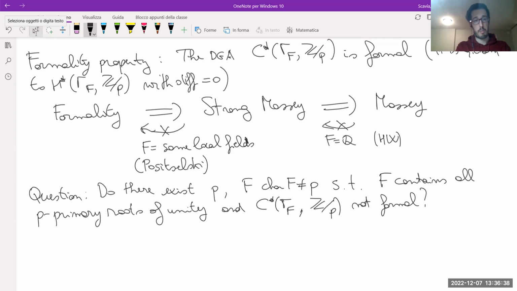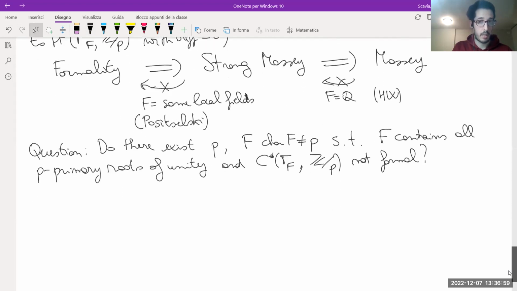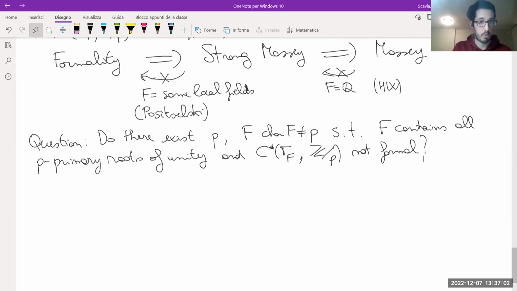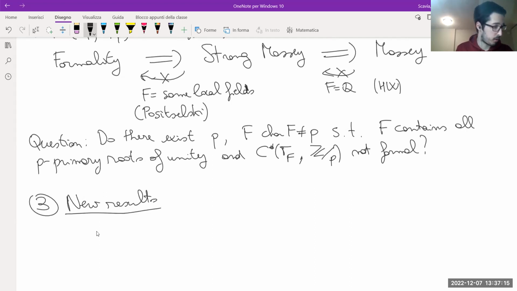Okay, so this is the situation. We have these three properties: formality, strong Massey, and Massey, each one stronger than the next. We know that Massey is still open, and the other two are false, and they're just properties, not conjectures. And this is where my work with Alexander Merkurjev fits in. We have some new results on these properties and on the Massey vanishing conjecture. Let me state our new results. Everything is joint with Merkurjev.